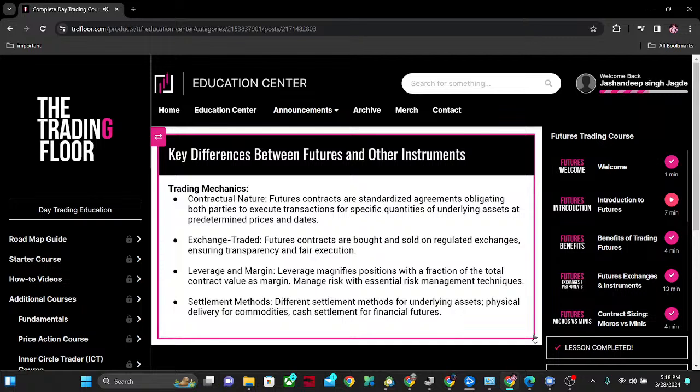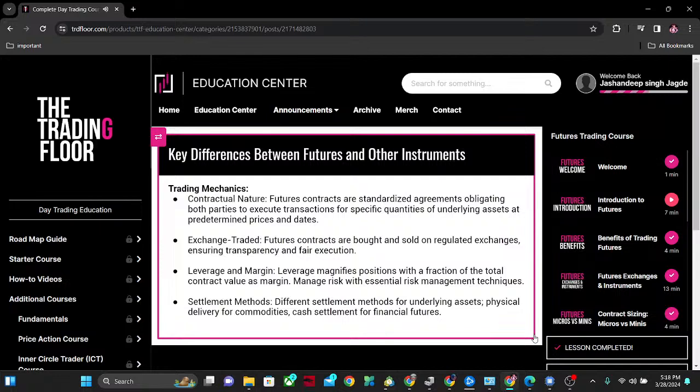Futures are exchange traded. Unlike some other financial instruments, futures contracts are exchange traded. This means they are bought and sold on regulated exchanges, ensuring transparent price discovery and fair execution. I'll later on describe how this affects things like spread and slippage and some of the benefits of futures being traded on a centralized exchange.